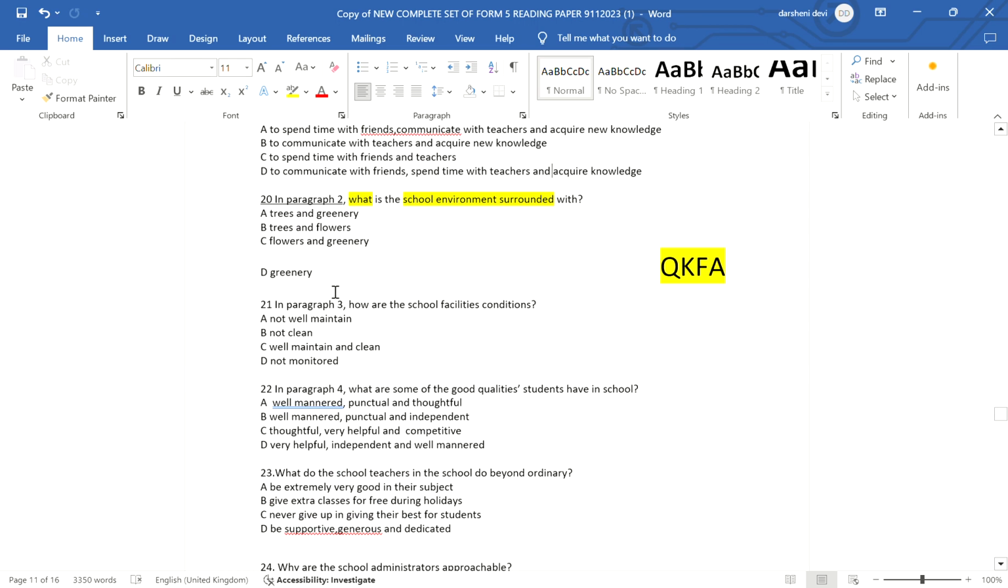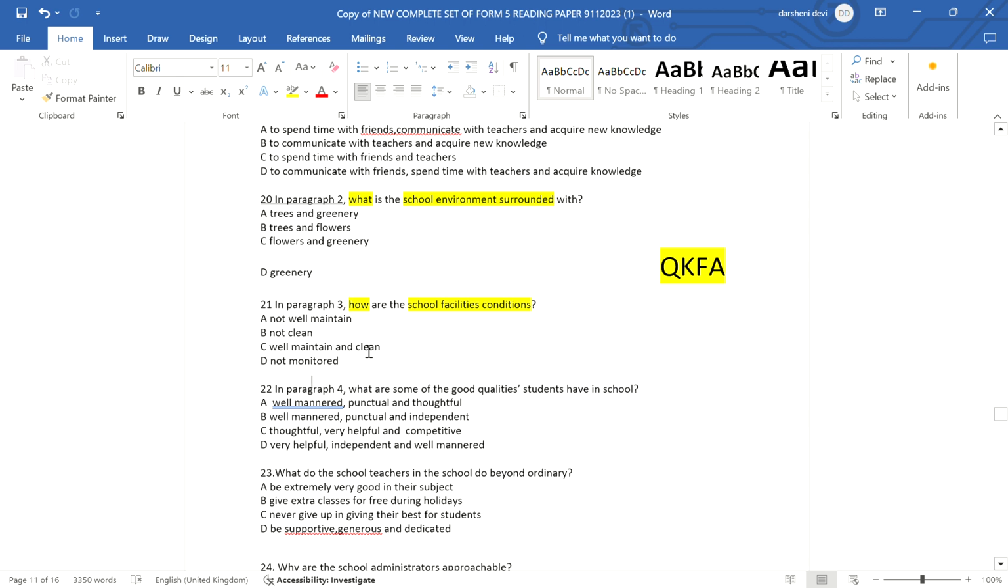And then question 21, they have given you the same thing. You straight away underline paragraph 3. And the keyword is, how are the school facilities conditioned? So they want to know about the school facilities condition. Then the options: not well maintained, not clean, well maintained and clean, not monitored. So something to do with maintain, clean, monitored. So we can use all these keywords given in the options to find the answer in the text.